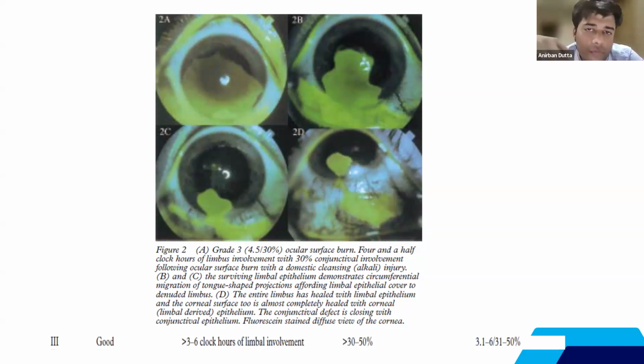Please remember, these numbers are not exact. So you have to evaluate them on the slit lamp, and you have to follow the clock hour rule to determine how much percentage is involved. Since you are having more than 3 clock hours of limbal involvement and around 30 to 50% of conjunctival involvement, this comes as grade 3. Sometimes it may happen that the limbal involvement is more, but the conjunctival involvement is less. In that case, the limbal involvement takes priority when you grade the chemical injury.